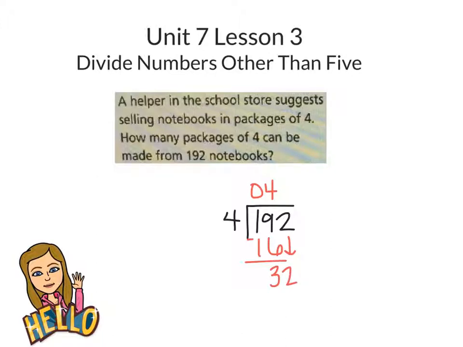Now I've created the number 32. Ooh, that works perfectly with 4. 4 times 8 is 32, right on the button. So when I subtract, I'll have 0 leftovers and no more numbers to bring down. So you could write 48, remainder 0. Not necessary though, because that's essentially saying, no, there aren't any leftovers. So we could make 48 packages of 4.